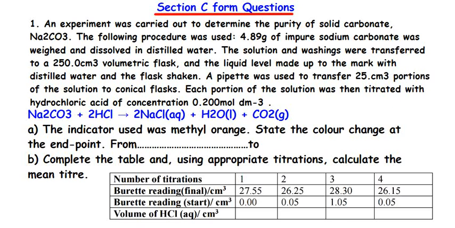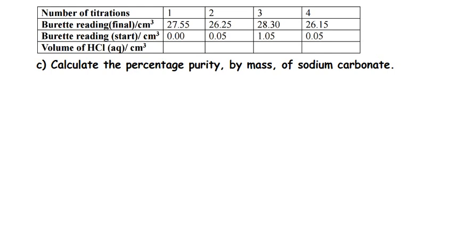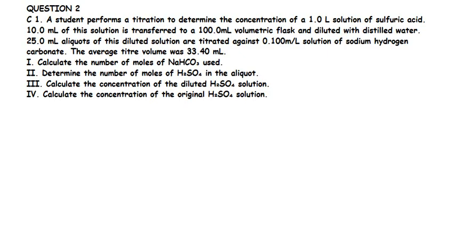Hi everyone. So in this video I'm going to take you on an adventure of past paper questions. These are section C form questions. A little bit complex but very easy for us to understand. So this is a redox titration question, as you can see. So these are the questions that we have. We need to tell the color change at the end point, and then we need to complete the table. We need to determine the titer volume, of course, and then be able to determine the percentage purity.